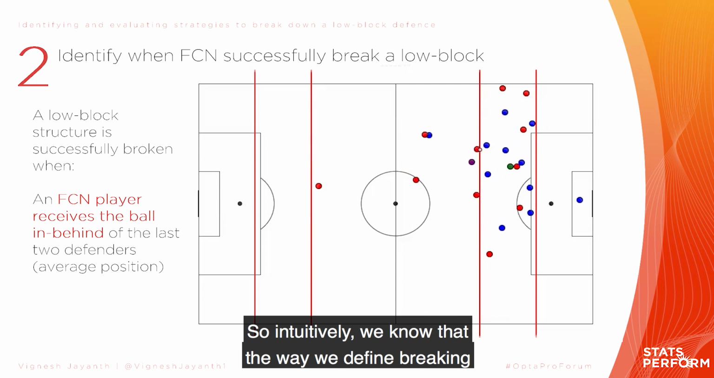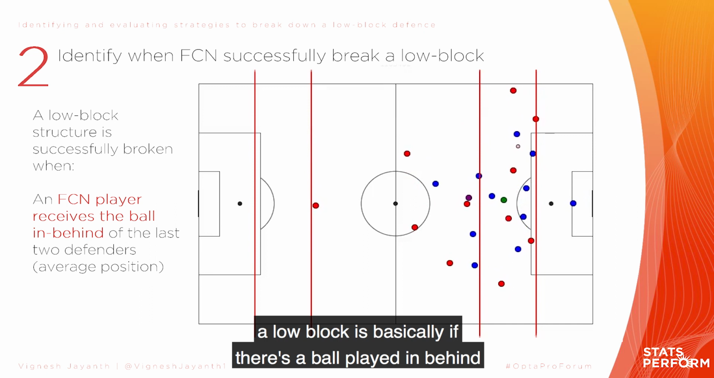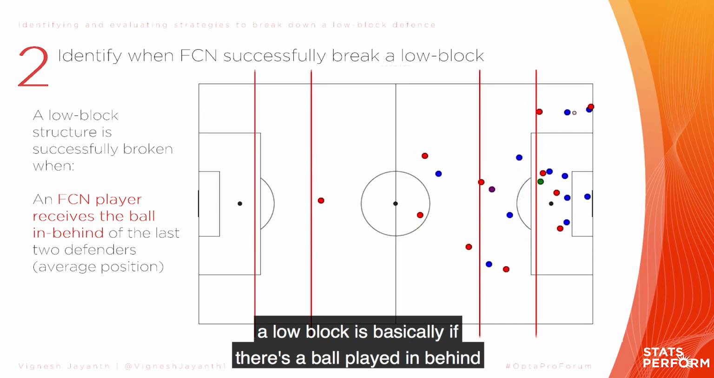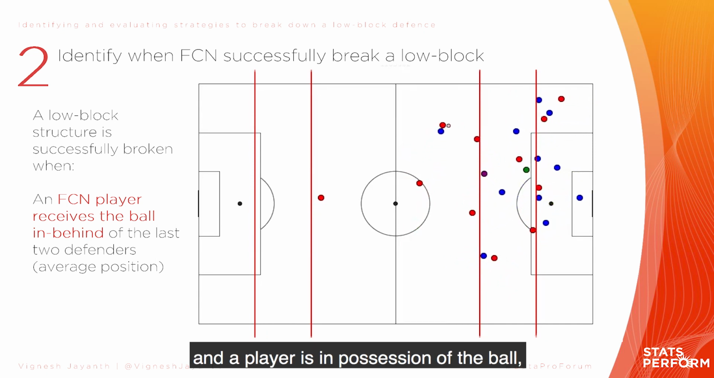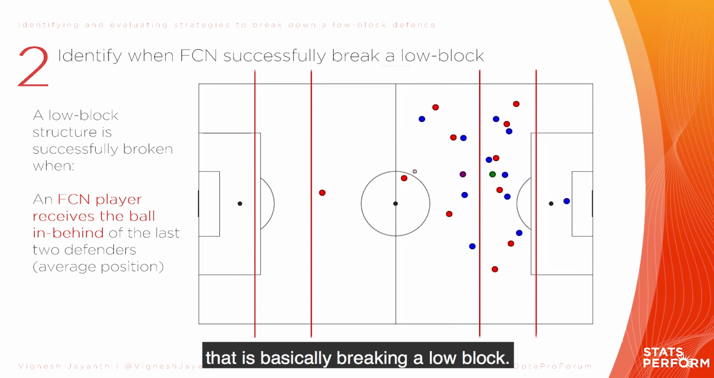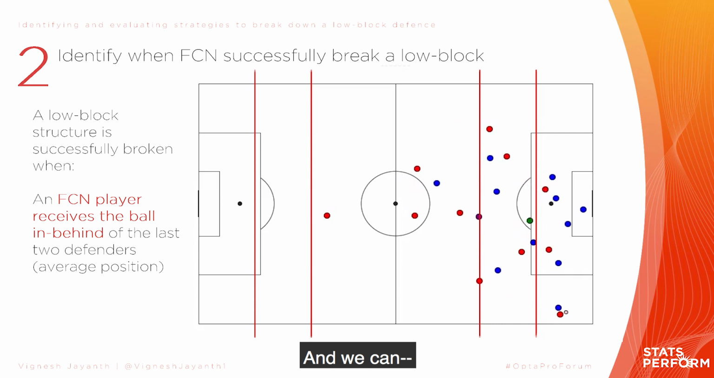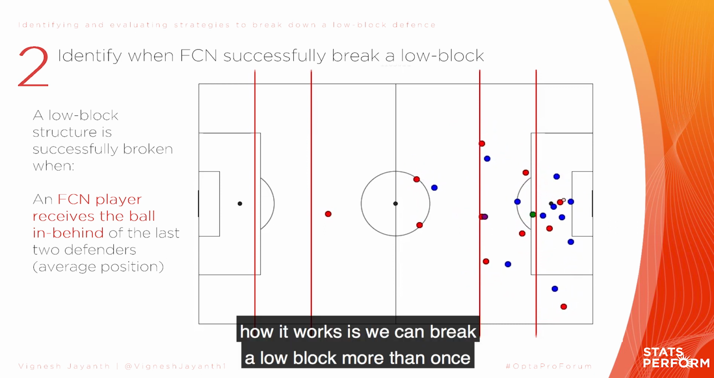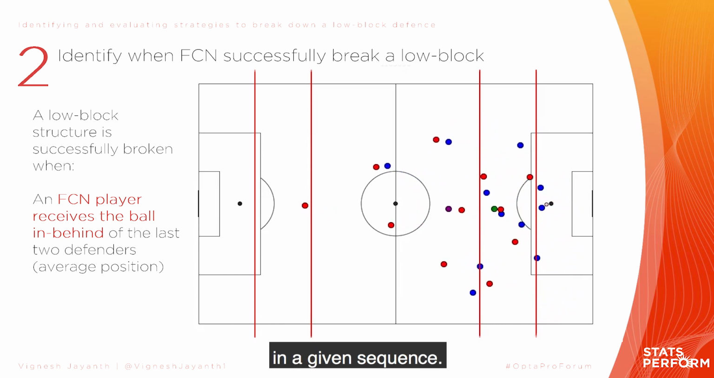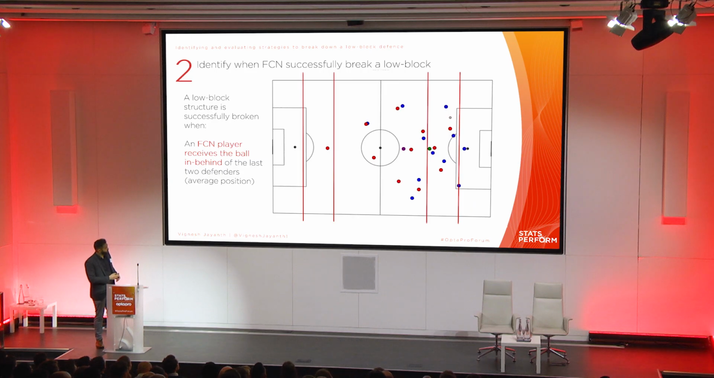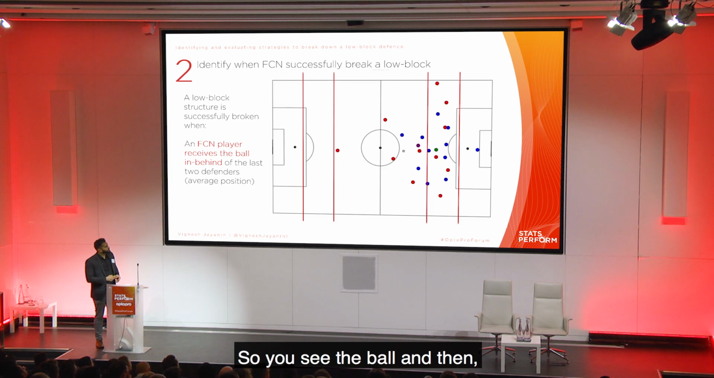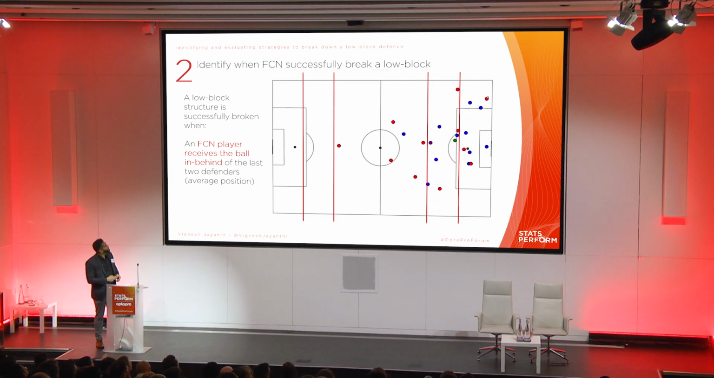Intuitively, the way we define breaking a low block is if a ball is played in behind and a player is in possession of the ball, that is us breaking a low block. And we can break a low block more than once in a given sequence. So I just want to play that again. You see the ball, and there's a cutting pass.